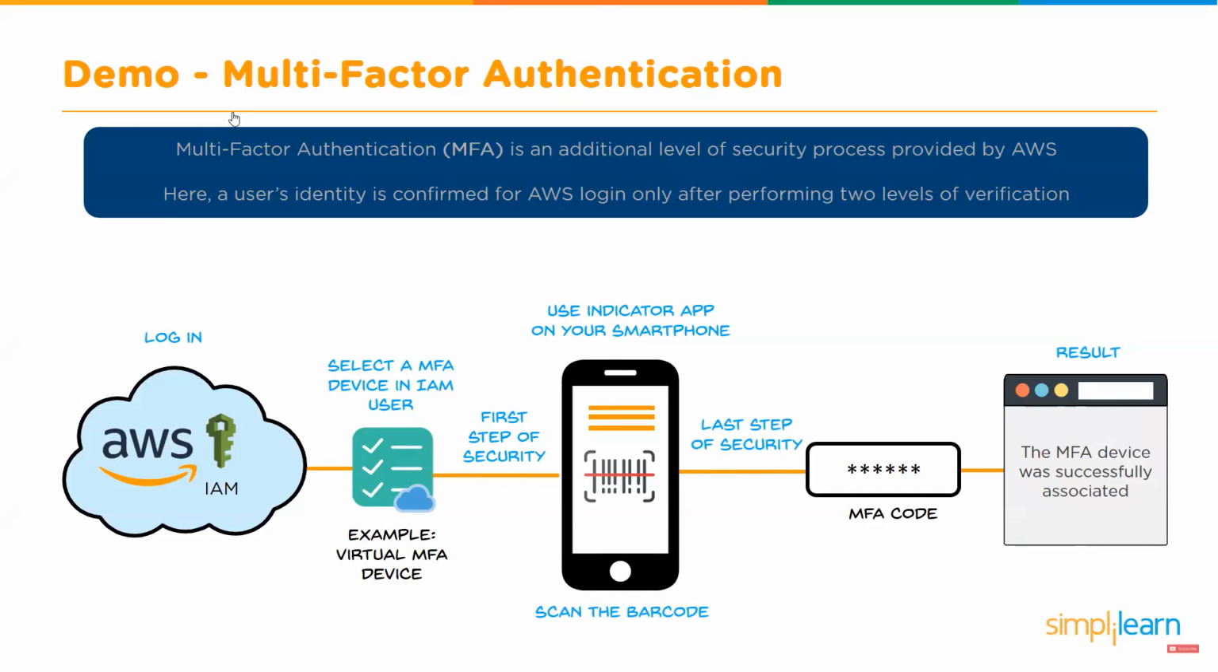And from that point onwards, anytime the user logs in, they will have to provide their username and password, which is the first step of security. And then once they have typed in the username and password, they type in the MFA code that gets generated on the phone. That would be the second step of security, or the last step of security. Once that is done, the account is going to let them log in and access the AWS resources.